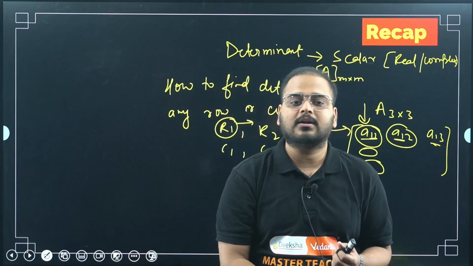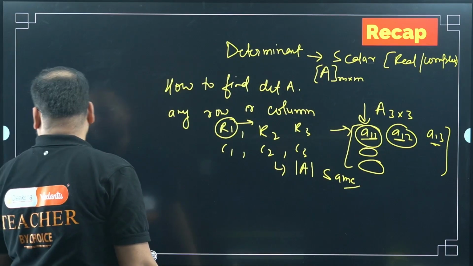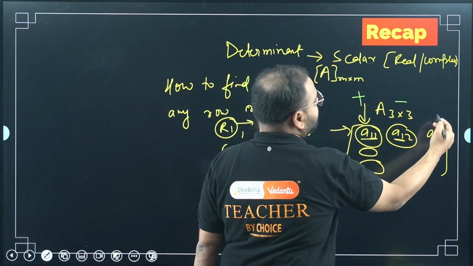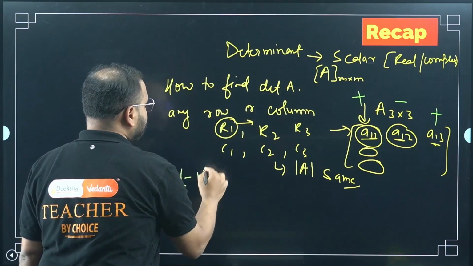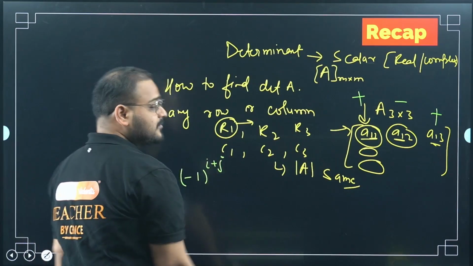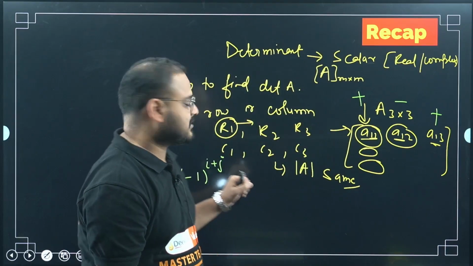Let's say we are using row 1. One more thing we learnt was the sign part. This is going to be positive, this negative, and this positive again. If you remember, the reason was (-1) to the power i plus j. What is i? The row we are taking, and j the column. So the element will have some row and column.